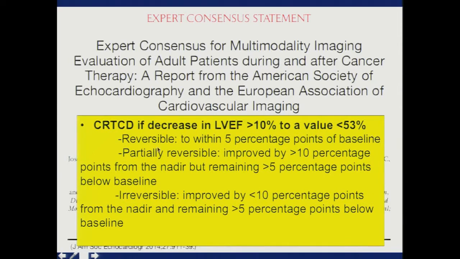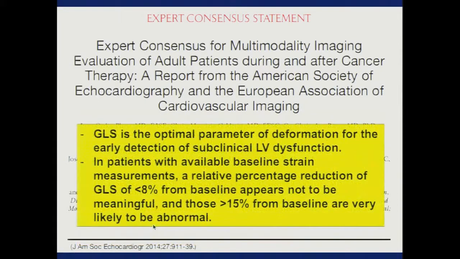And here in the syllabus, I just put in what is defined as reversible, partially reversible, and irreversible for reference. When they talk about global longitudinal strain, they comment on it as the optimal parameter of deformation for the early detection of subclinical LV dysfunction. And if you have baseline strain, a relative, not absolute, percent reduction of less than 8% from baseline appears not to be meaningful. Those greater than 15% from baseline are very likely to be abnormal.